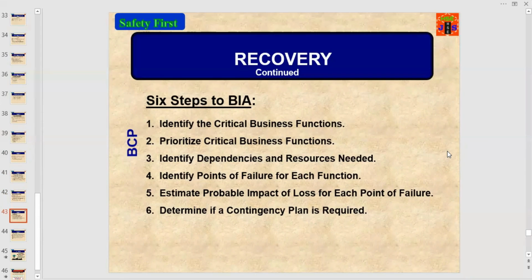There are six important steps that need to be known by everyone who is involved in business impact analysis. Number one, identify the critical business functions. Number two, prioritize critical business functions. Number three, identify dependencies and resources needed. Number four, identify points of failure for each function. Number five, estimate probable impact of loss for each point of failure. And number six, determine if a contingency plan is required.